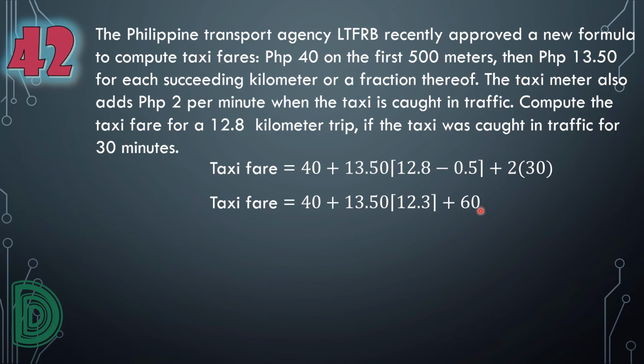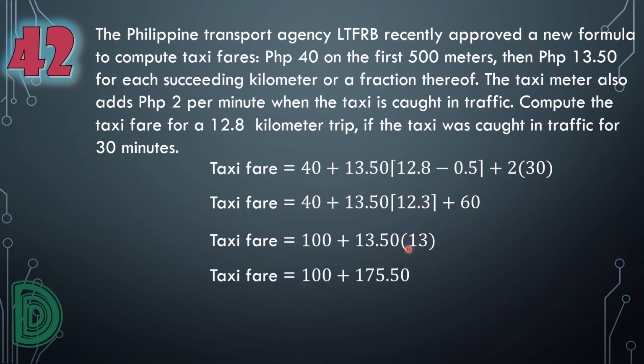2 times 30 is 60. 12.8 minus 0.5 is 12.3. Then we have 40 plus 60 is 100. 12.3 will be considered as 13 because it's a ceiling function. 13.5 times 13 is 175.5. Then the total taxi fare is 275 pesos and 50 centavos.